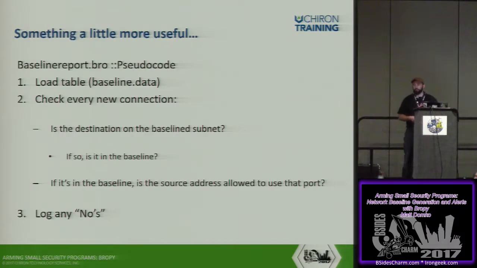The Bro script that I'm using is baseline_report.bro. It's also on GitHub with Bropy. But basically, it pulls in a table and it checks every single new connection. Is this in the database? If it is, is this source allowed to talk to that destination? So my file server, people within the organization should be allowed to talk to the file server, right? People on the internet, even if I have the worst admin in the world, should not be allowed to talk to my file server, right? Like, that's not a thing. So that's what we're doing. We're checking source and destination to see if they're authorized. If they are, cool, we're good. Next packet. If they're not, let's go ahead and do some logging.